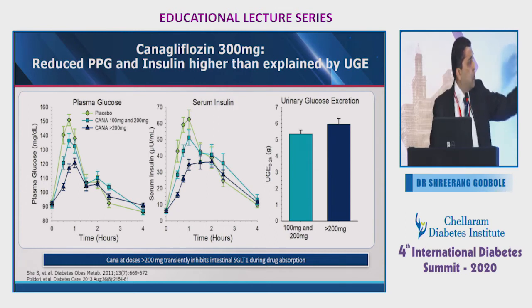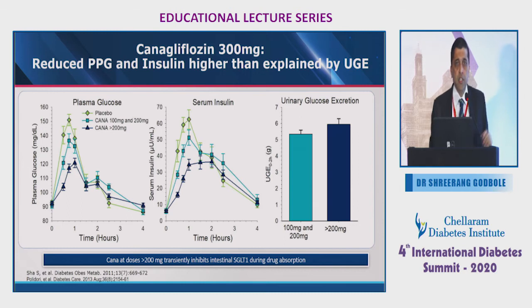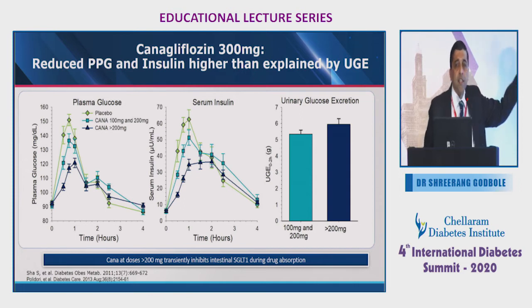You look at the excursions of plasma glucose over time, over how many hours. You find that especially in the first 2 hours, there is a very significant reduction in the plasma glucose excursion area under the curve with the pooled group using Canagliflozin in excess of 200 milligrams. And the same is true for the serum insulin excursions, especially in the first 2 hours.